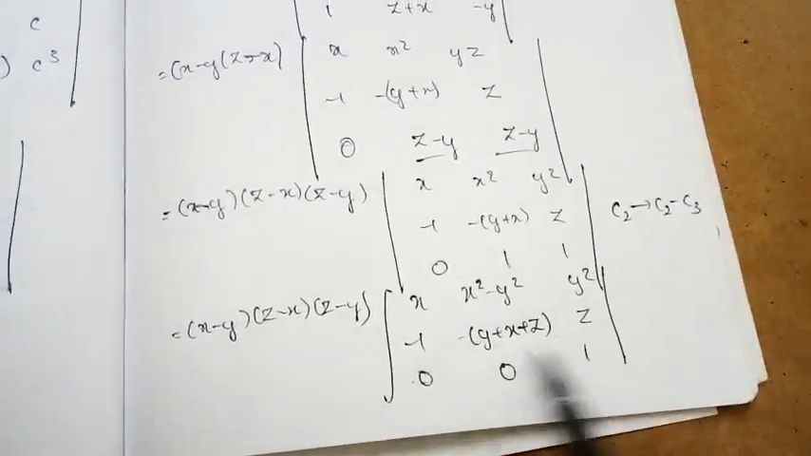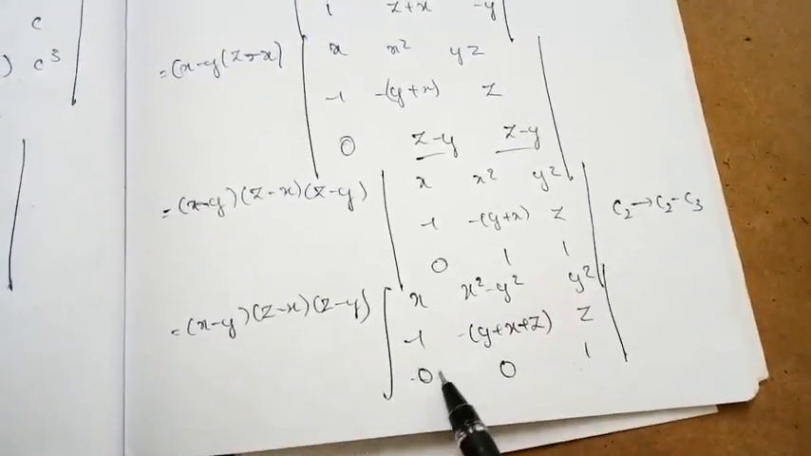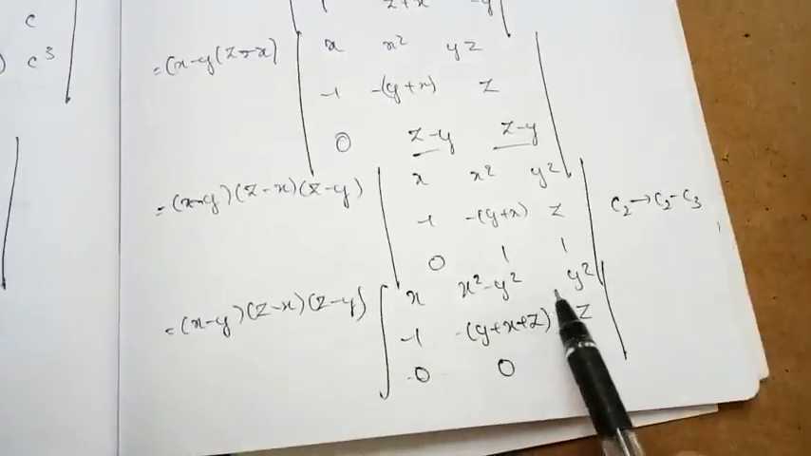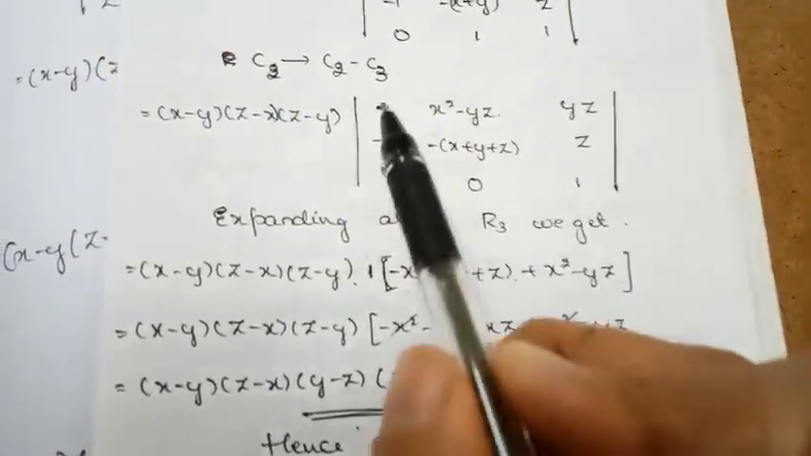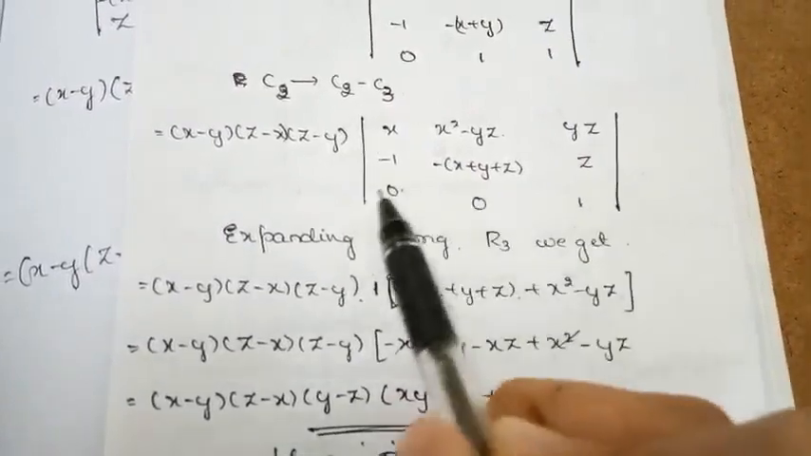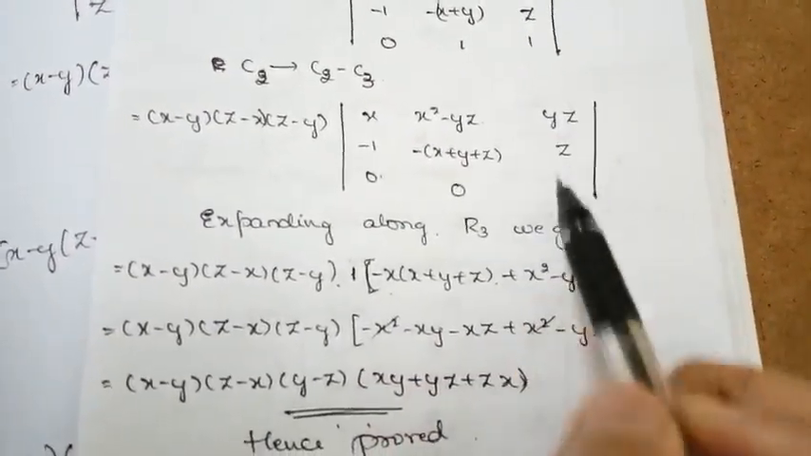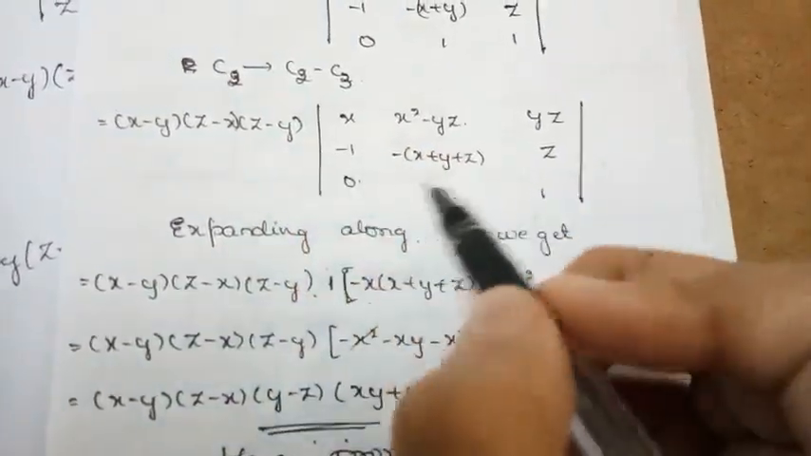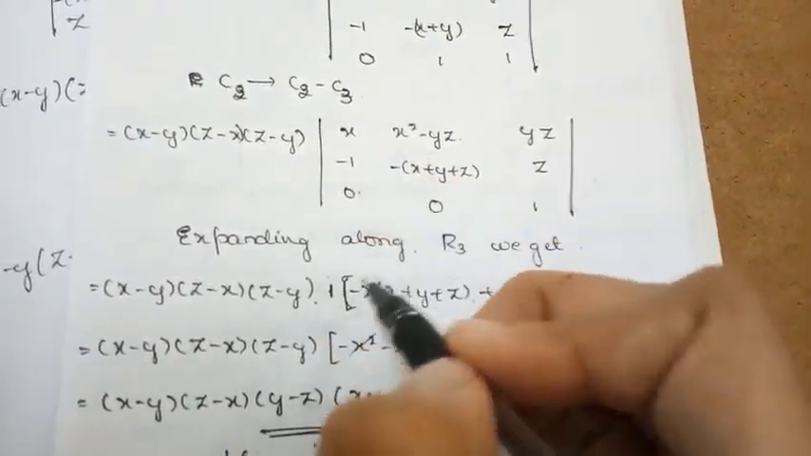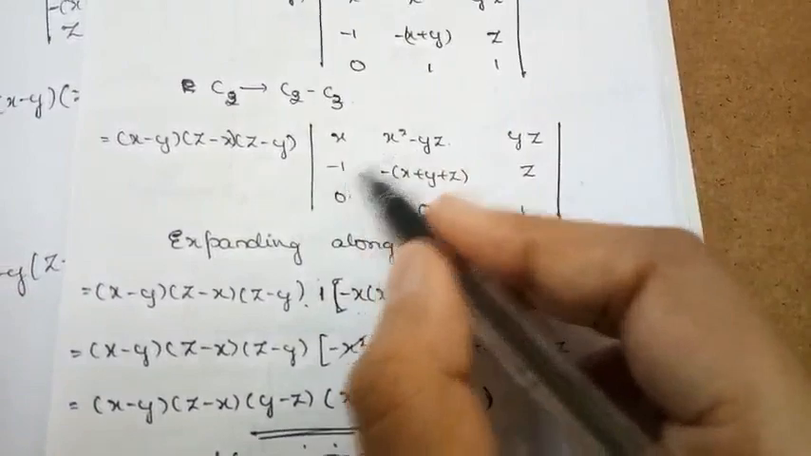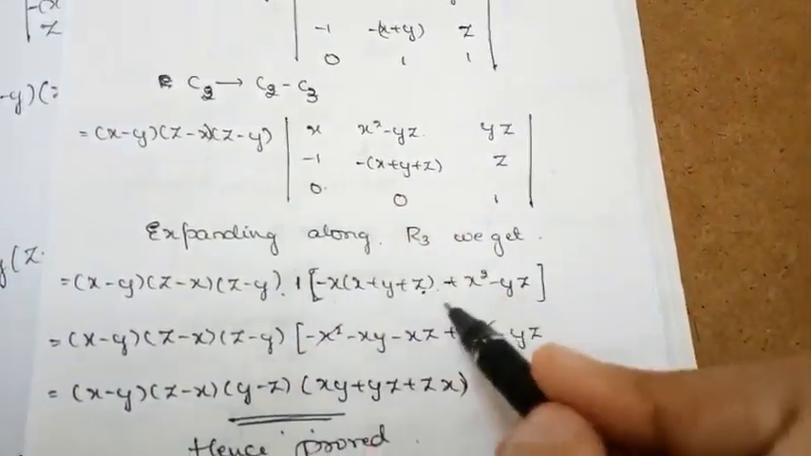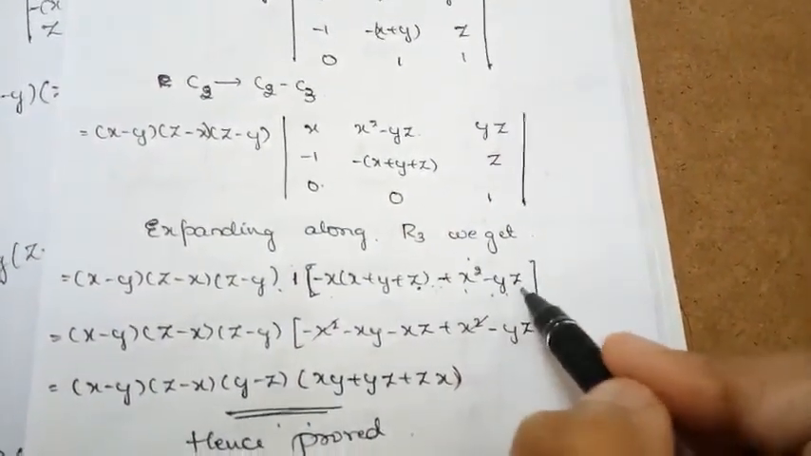Now I am expanding this one along the row 3. While expanding, I am going to get the value of this one. So after expansion, you can see here both are 0, 1. Deleting this row and this column, we are multiplying 1 with minus x of x plus y plus z. This one into minus, plus x square minus yz.